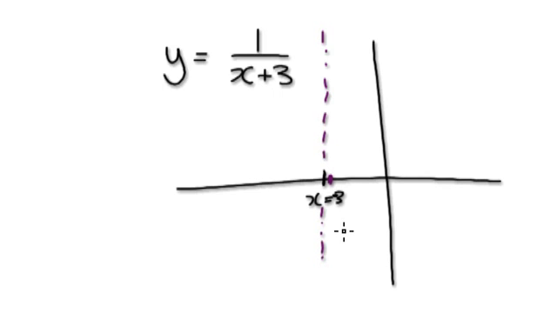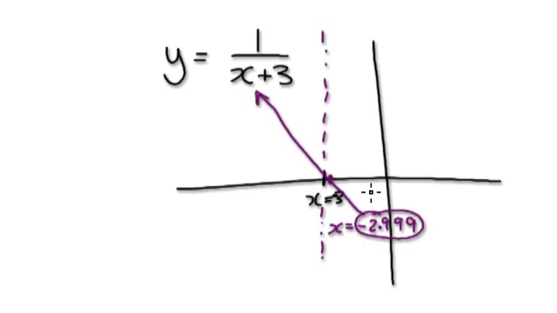Let's see what happens. Let's select x equals -2.999. This is a microscopic amount to the right of x equals -3, because we know something weird happens at x = -3. So we are selecting a point just to the right of that. Let's put this into here and see what happens. Now, -2.999 plus 3.